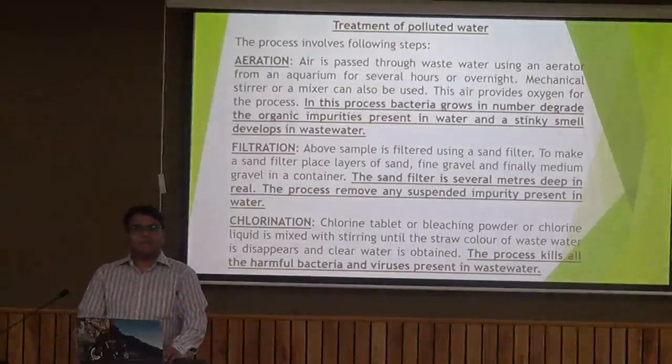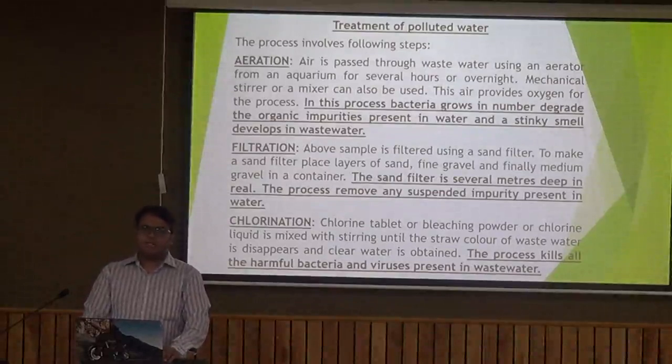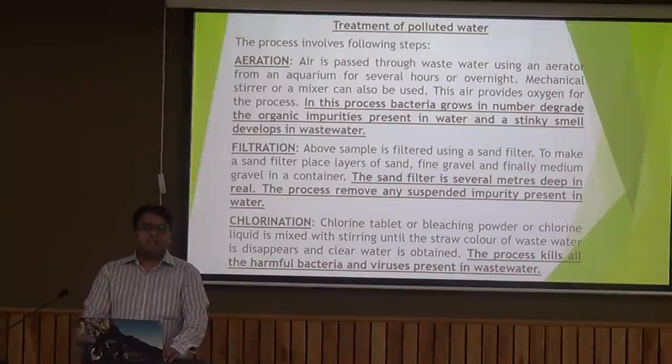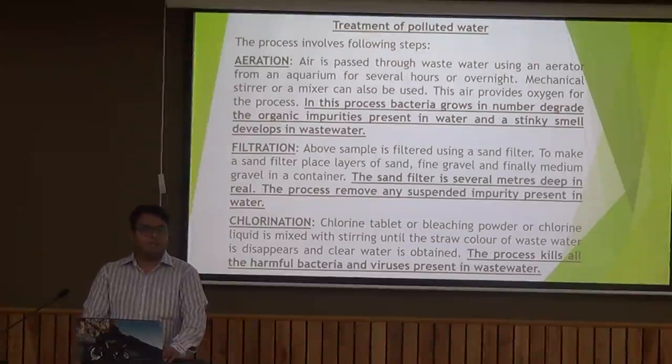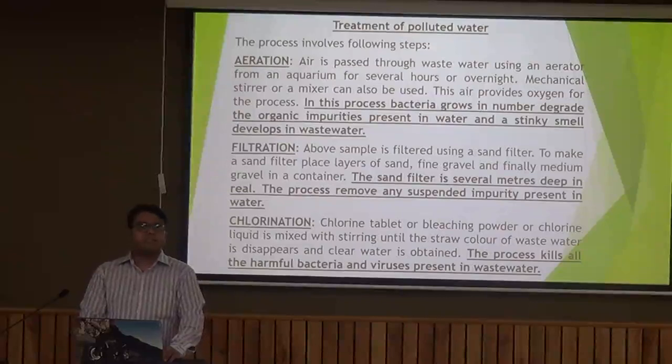Now how can it be treated? The process requires these three steps. First is aeration. In aeration, the wastewater is treated by bacteria present in it in large size chambers. This way they degrade all the organic matter present in wastewater and leave behind the inorganic impurities and suspended solids. In the next step, that is filtration, we use a sand filter to remove all of these and we obtain water that is free of suspended and organic impurities.